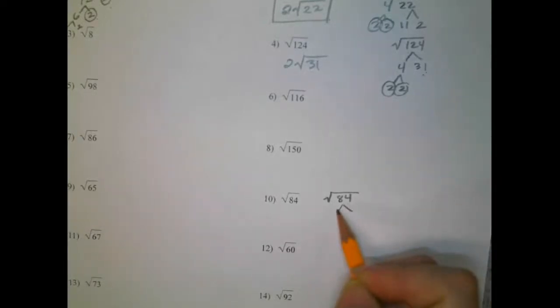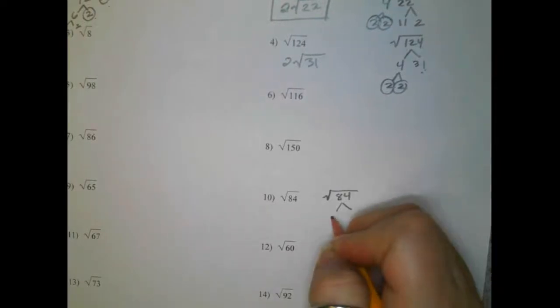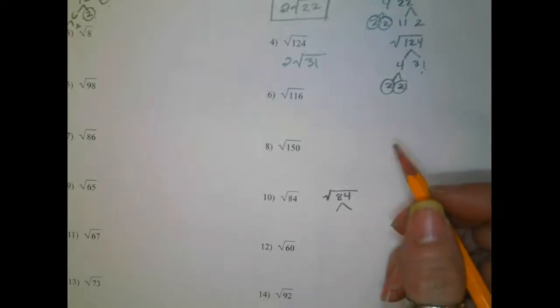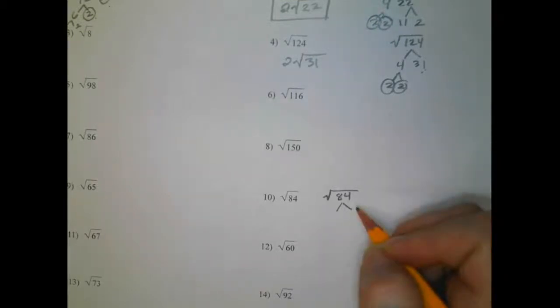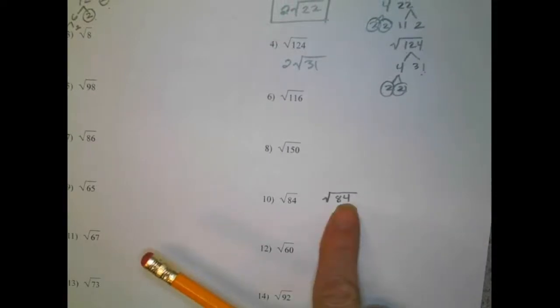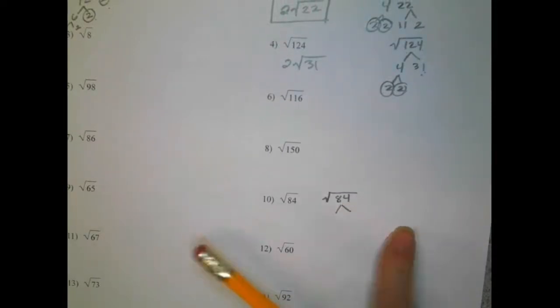How can I factor this out? You said 12 and what? 12 and 7. Anybody have anything different? What did you get, Ryan? 28 and 3. Okay. So, here's what I'm trying to tell you. How many ways can you cook an egg? A lot of ways, right? Different ways. You can also factor out some numbers in different ways. You're not always going to have the same factors that I get, but you will always have the same answer.